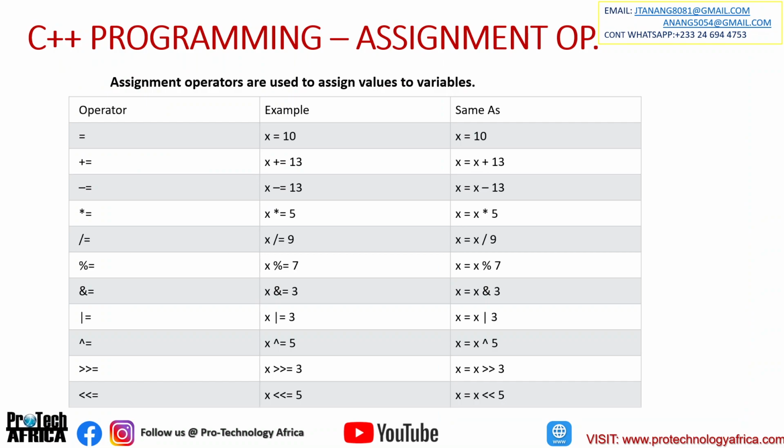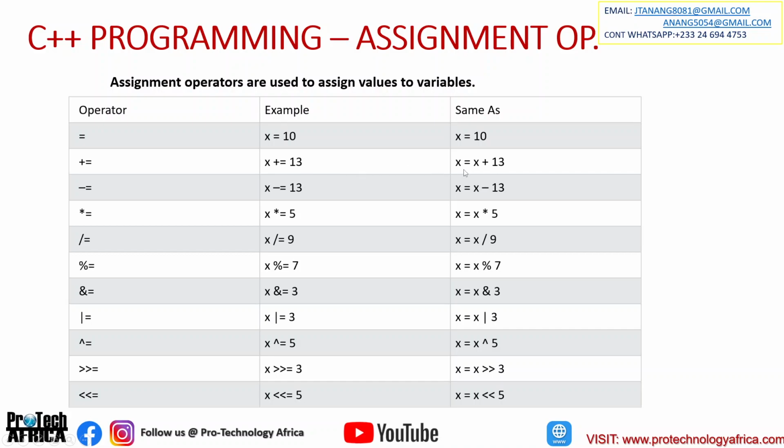Now let's come to assignment operators. Assignment operators are used to assign values to variables. Let's look at the first assignment operator. It is equal to. So over here, x = 10, meaning that we are assigning 10 to the variable x. Then over here we have plus equal to. What does plus equal to mean? Let's give an example over here. We have x += 13.